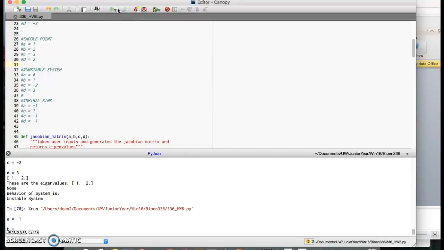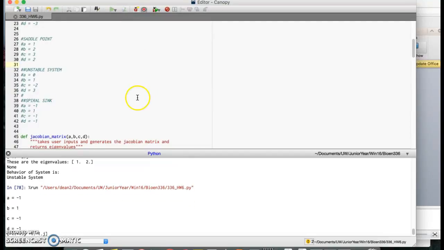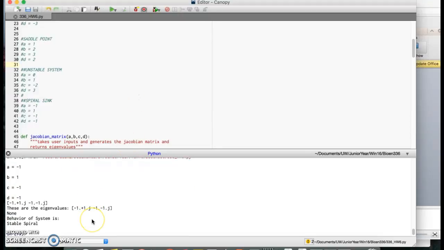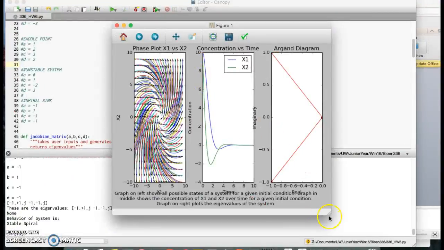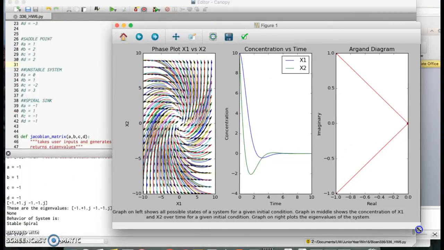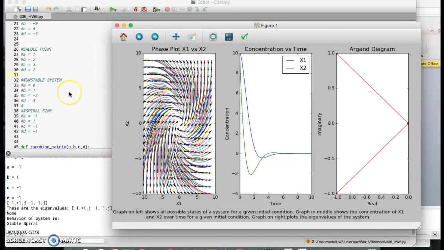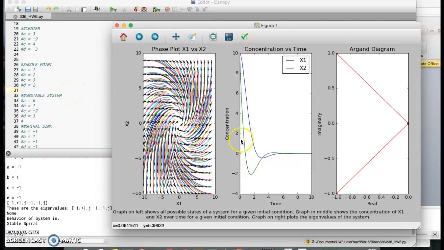So -1, 1, -1, -1. In this case we have both eigenvalues as negative, and they have real and imaginary components. In the spiral sink, our arrows are pointing inward, which is good because it means it's stable. Similar to the center system we saw earlier, we still have a little bit of this oscillation, which comes from all of this circular motion here. But in this case, we do reach steady state before our time of 10. And then on the Argand diagram, you can see the lines are slanted. So in this case, we have real and imaginary components.